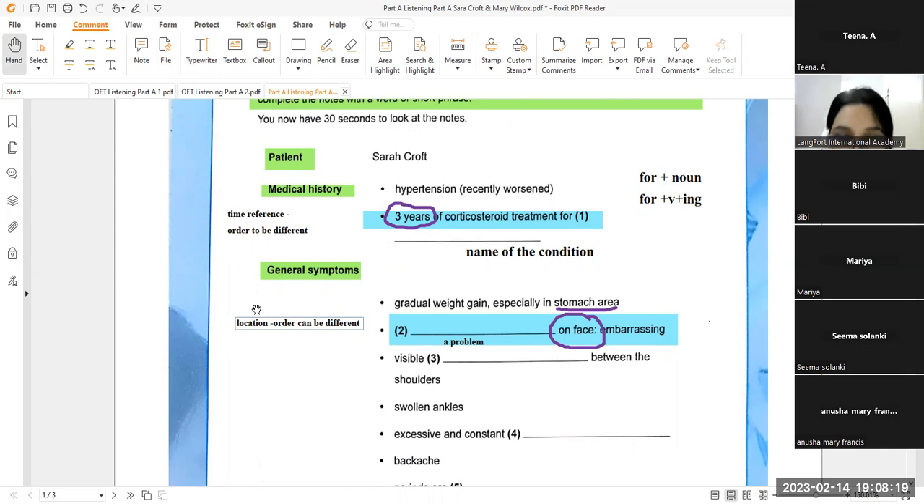Okay, so remember here before the gap, we don't have any specific word. So this is an indicator. You can take this as an indicator. After the conversation is done with the stomach, they will move on to our second question, where we are looking for a problem on the patient's face, which is causing her embarrassment, right? So on face, it's a location. So remember, they can start with the location, then present the problem, or they can mention the problem, then mention the location. So don't be like, okay, before face, you will get your answer. No, don't think like that.